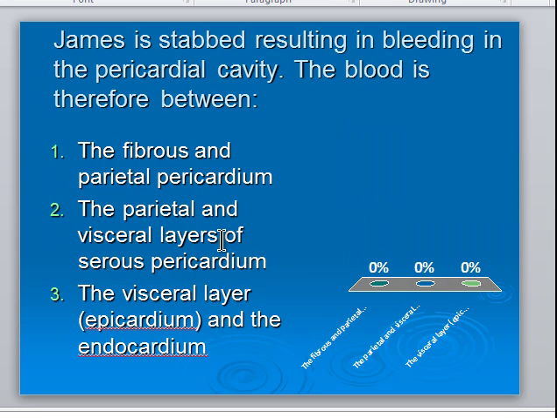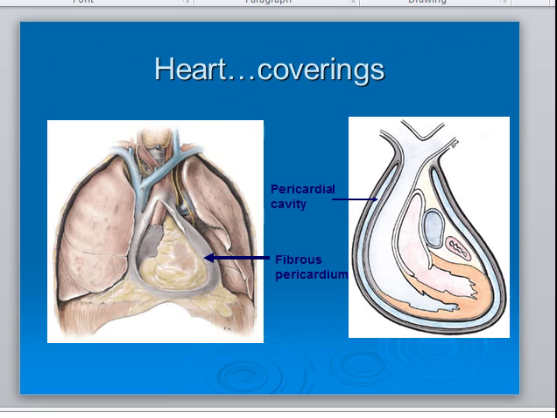And the next question, which says he is stabbed and the blood is in the pericardial cavity. So what is the blood between? The blood is between the parietal and visceral layers of the serous pericardium. So remember, again, if you look at it, the fibrous pericardium is this gray area on the outside. The serous pericardium is this parietal layer and the visceral layer, and that's where the blood is lying. So it's very important to know that.